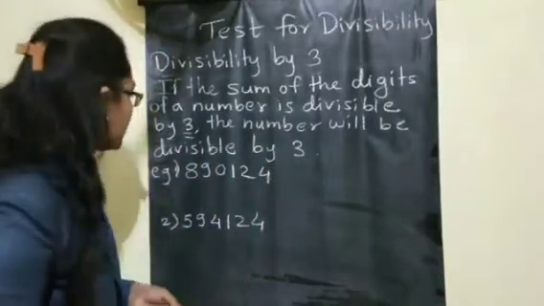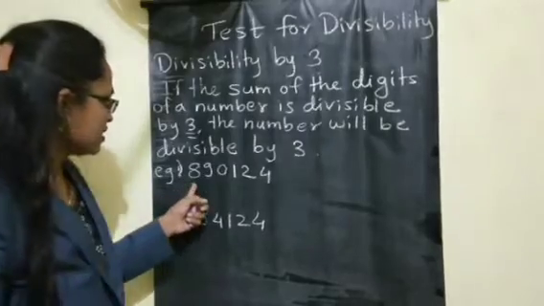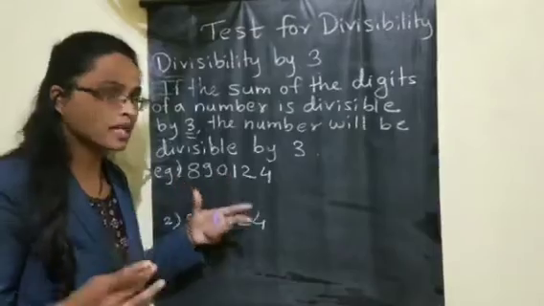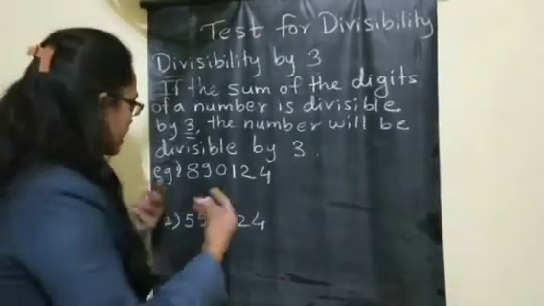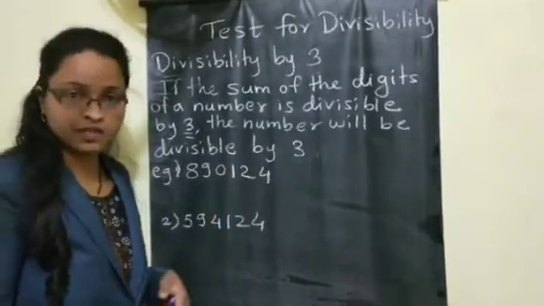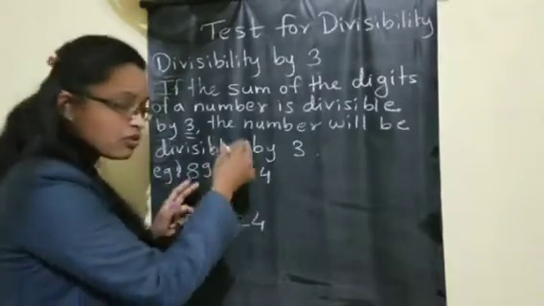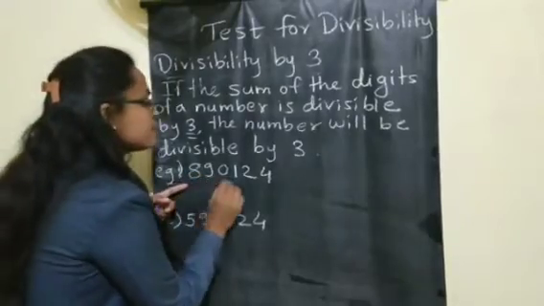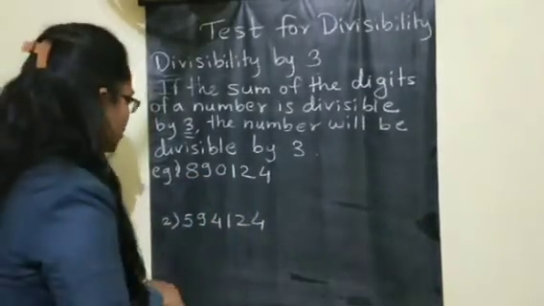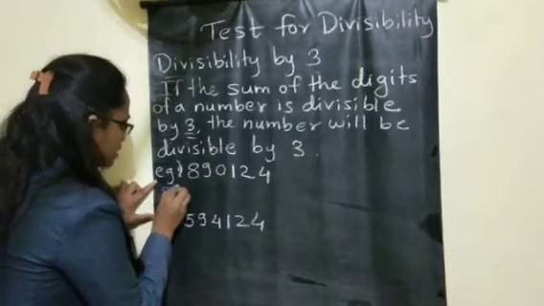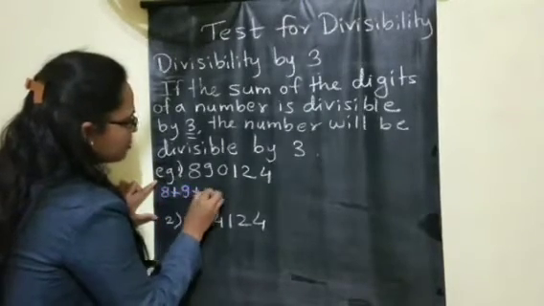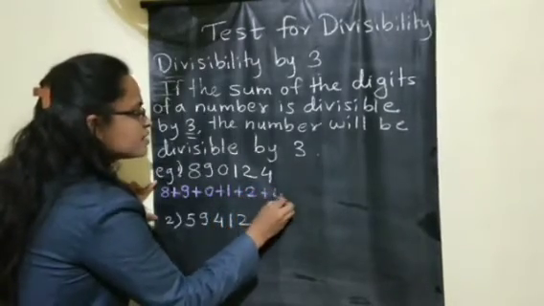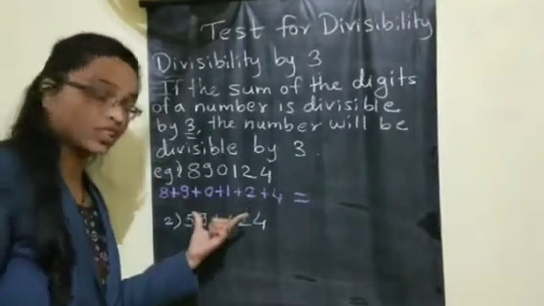Let us take an example and understand. If the example is, children, 8,90,124, the number is big. Now by looking immediately we will not understand whether it is divisible by 3. And if you sit for full division, it will take a lot of time. So what we have to do? We have to add the single digit numbers together. For example, 8 plus 9 plus 0 plus 1 plus 2 plus 4, and do the addition, the total of this.